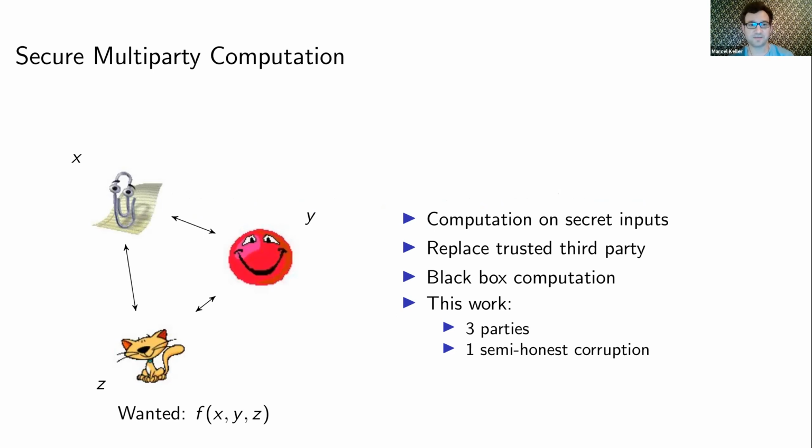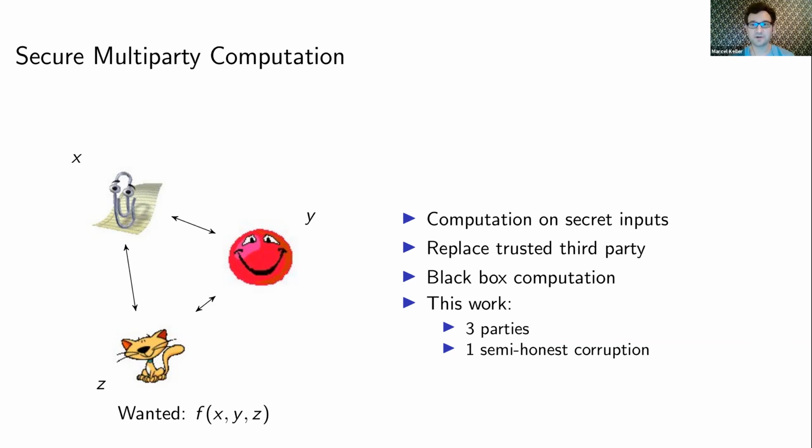You already heard a good deal about MPC from Yuval. So just a quick roundup, we want to compute on secret inputs that are held by a number of parties. And conceptually, we want to replace a trusted third party by a protocol between these parties. And the model we're going to use here is sometimes called black box computation, which is essentially all the parties just put their inputs into this conceptual black box, and then they have the black box compute whatever they want to compute.